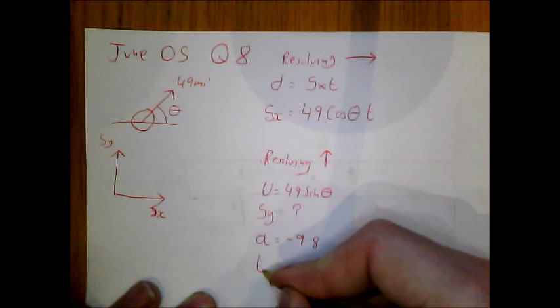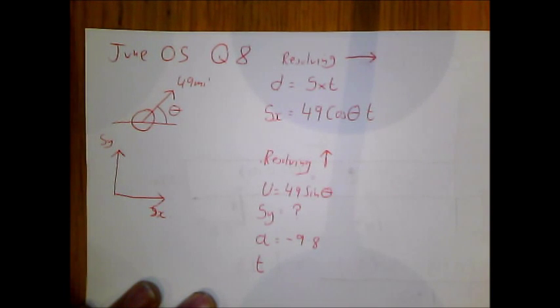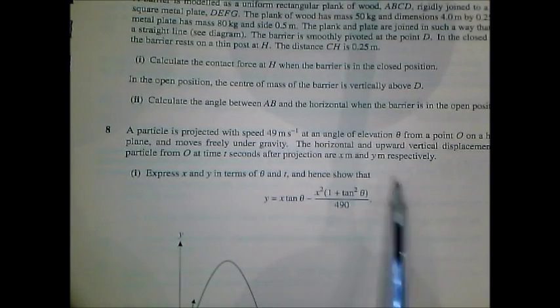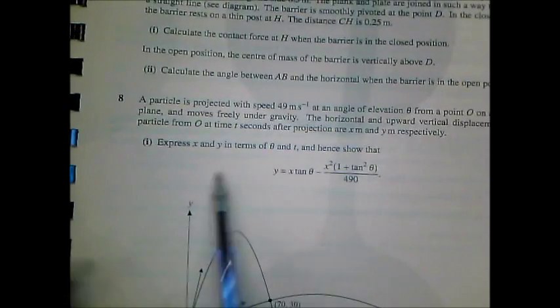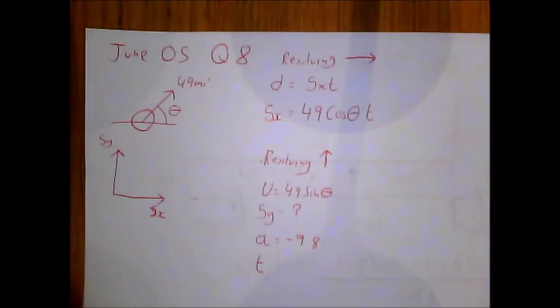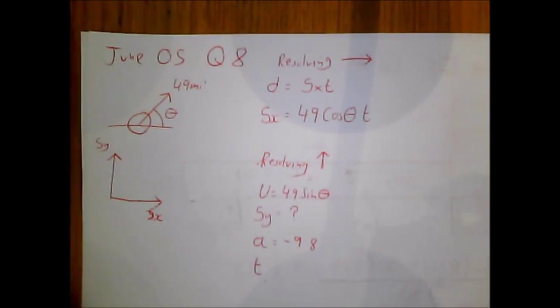Okay, t it gave us in the original. Don't be put off that we're missing two values here. It wanted it in terms of t anyway, so don't worry too much about it. Express it in terms of theta and t. So we're not worrying too much about that, we're just going to call it t.